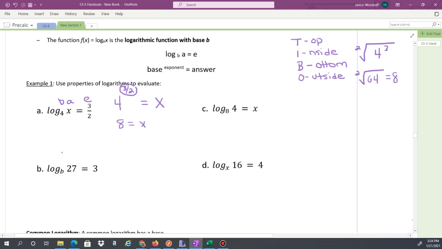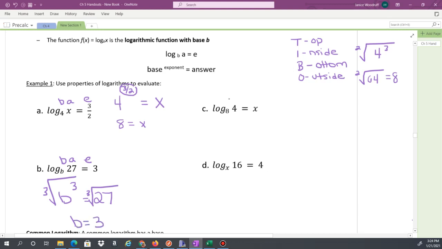Let's take a look at B. So you have log base b. You make b your base. 27 is your answer after the equal sign. And then e is 3. So we say, what cubed is 27? And if we don't know that right off the bat, we would do the opposite of cube and take the cube root. We know the cube root of 27 is 3.